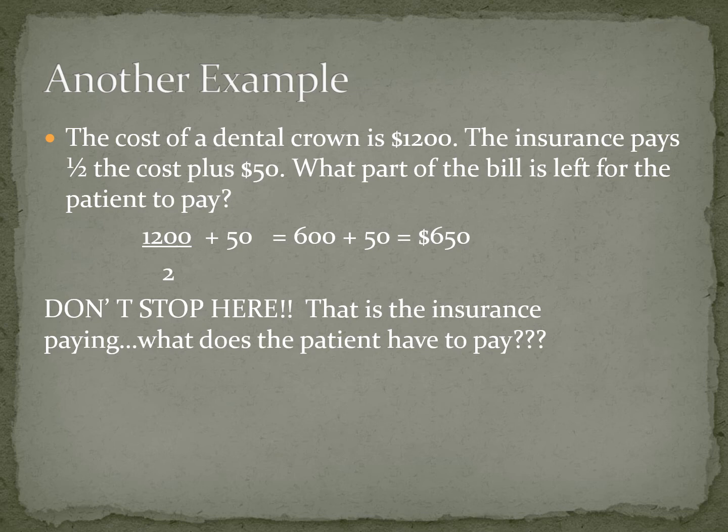However, what part of the bill, the remaining part of the $1,200 bill, does the patient have to pay? If the insurance is going to pick up $650 of that $1,200, you're going to have to subtract $650 from the $1,200, and that would give you $550. So that is what the patient has to pay. Just make sure you're reading through the whole entire question, because there's a couple of them like that. They kind of try to trip you up. They give you part of the information, and you have to continue on to solve the rest of it.